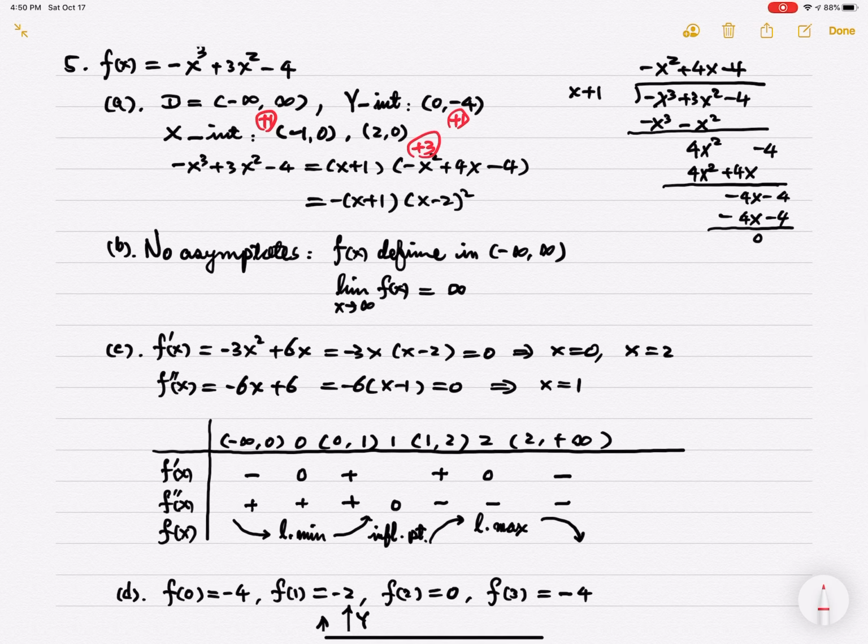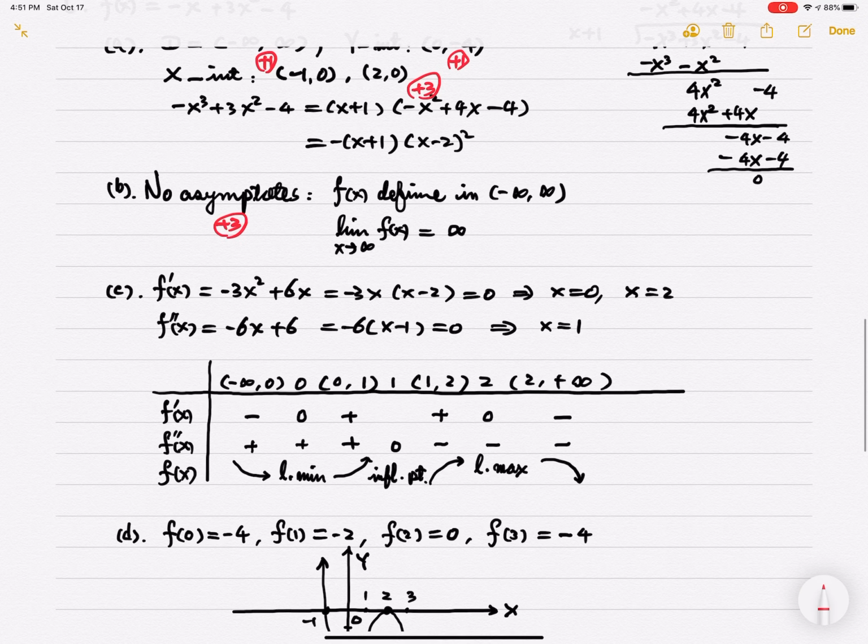Now here we say this is 3 points. You should realize there's no asymptote. And then here, of course, this part contains more, so we say this is 4 points.